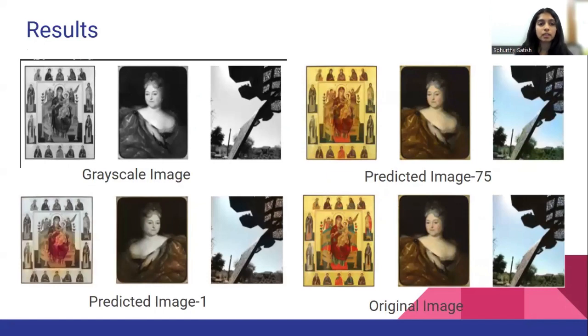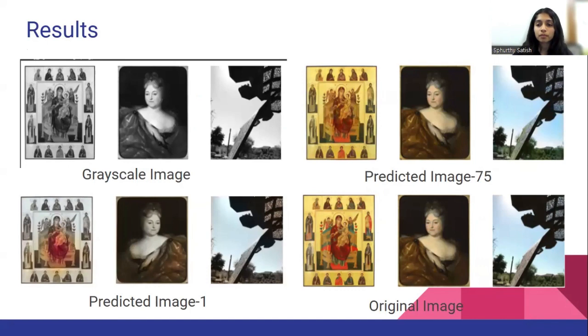So as you can see in the results, we have the grayscale image, the predicted image at the first epoch, the predicted image at the 75th epoch, and the original image. You can see that as the number of epochs progressively increases, the image gets closer and closer to the original image.